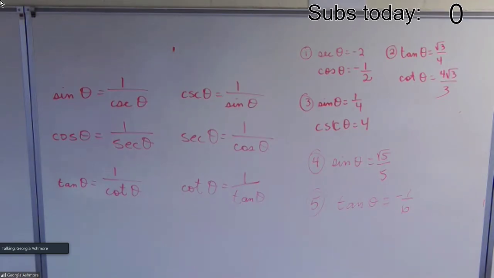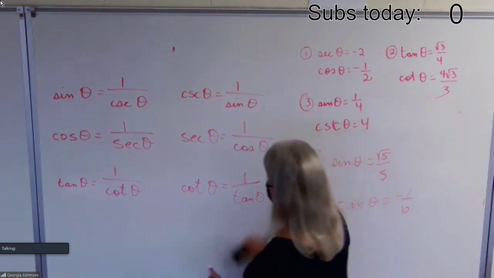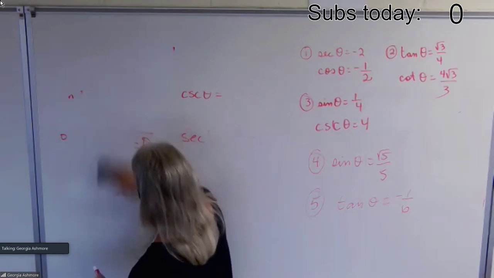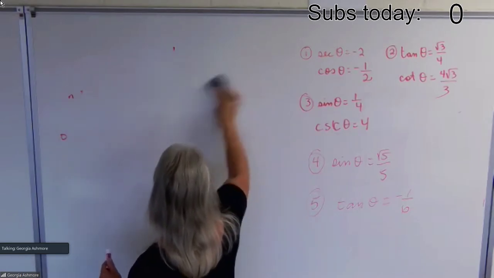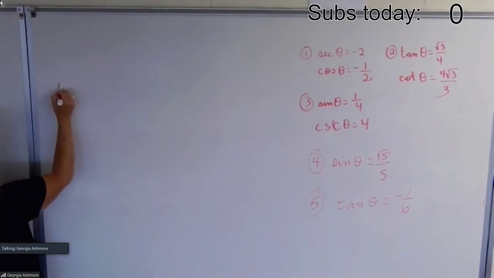Okay, the next part. These are some basic, I'll call them prereq skills. We're going to be doing bigger problems, but you have to be able to do this first, and you'll utilize it in a bigger problem. Okay, the first tells me that sine is greater than 0, so that means that sine is going to be positive.